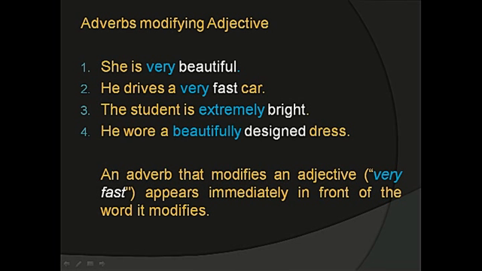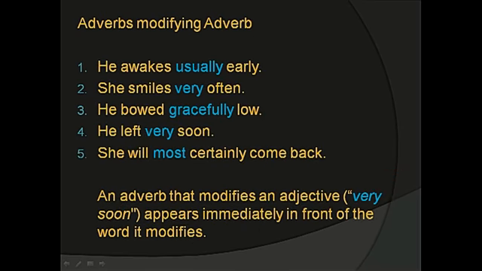He drives a very fast car. What is car here? Car is a noun. Fast is an adjective and very is an adverb. He awakes usually early. Now both these, usually and early, are adverbs. So usually, which is an adverb, is modifying early, which is also an adverb.